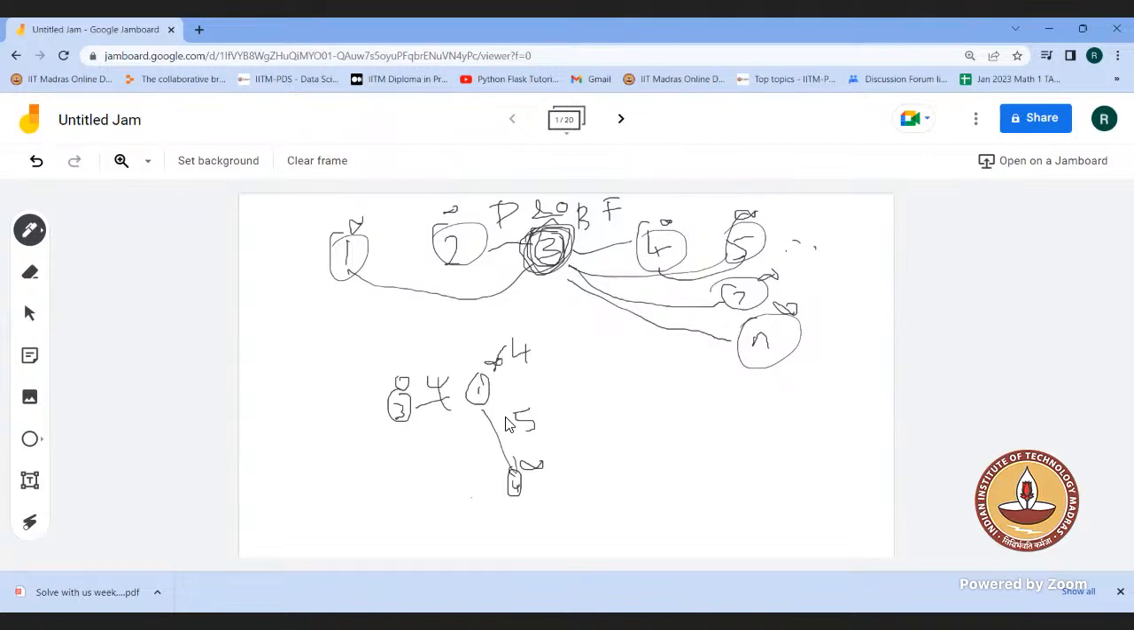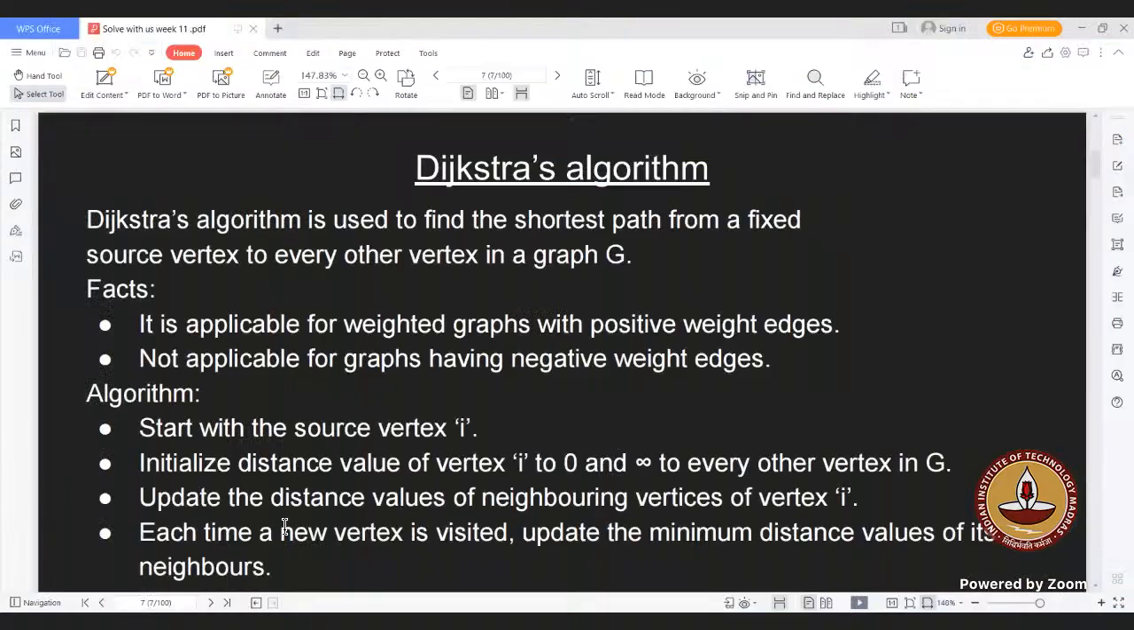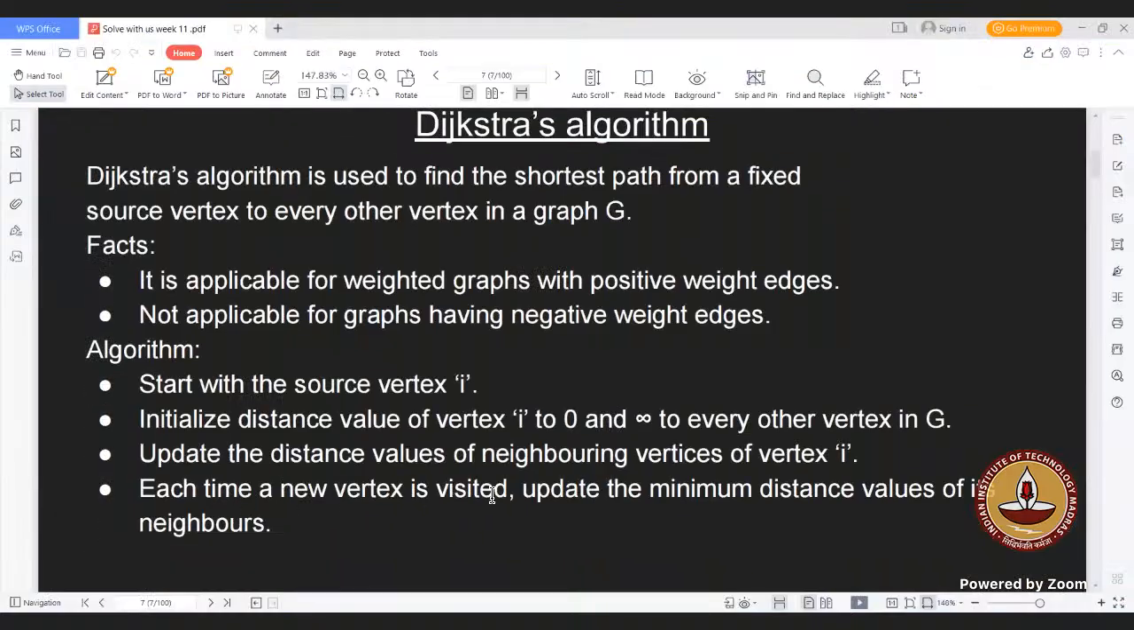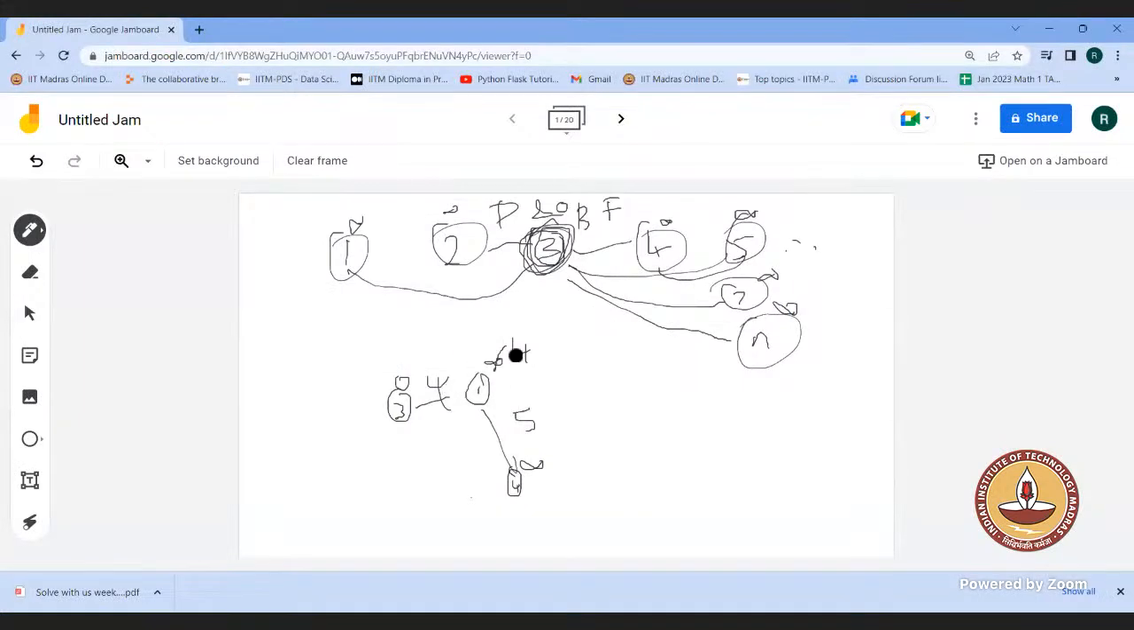So that is what is said in the last point: each time a new vertex is visited, update the minimum distance of its neighbors. If we go by distance, it is 4, but initially it is assumed as infinity. So the minimum of 4 and infinity is 4, and we'll take it as 4. Now we can go from 1 to 4, and the distance between them is 5.